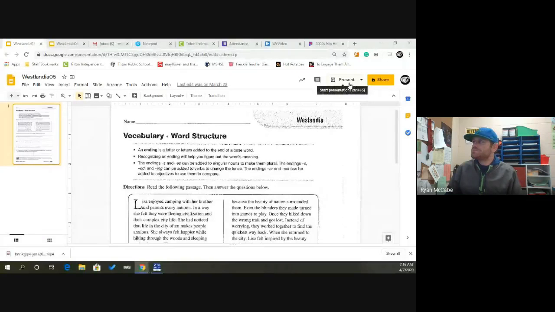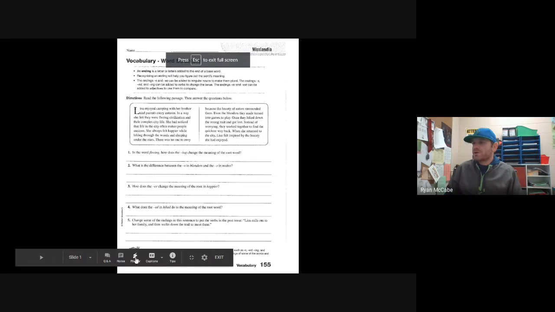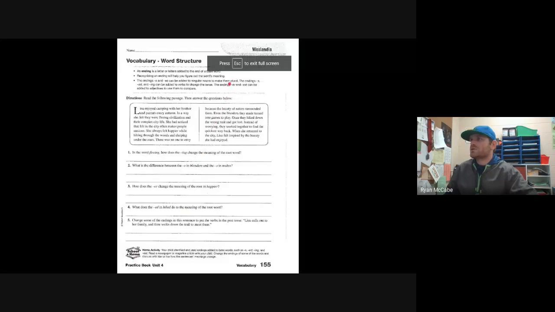So I'm going to show you the suffix worksheet first. I'll present my screen for you to see in one second. Okay, you should be able to see my screen now. So up here, I'll zoom in a little bit for you. It's not going to let me zoom in anymore.